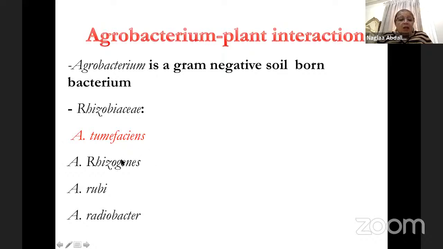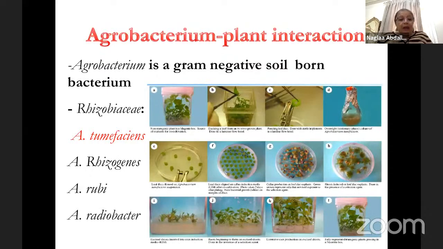Sometimes we use rhizogenes, which forms hairy root. Agrobacterium tumefaciens forms crown gall, which is a pathogenic character, where we isolate the pathogenic gene and replace it with a desired gene.